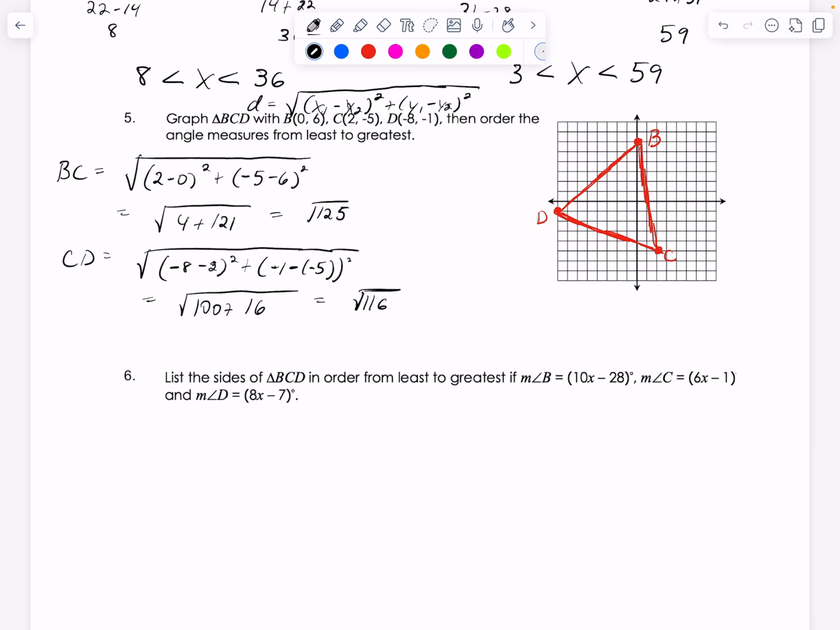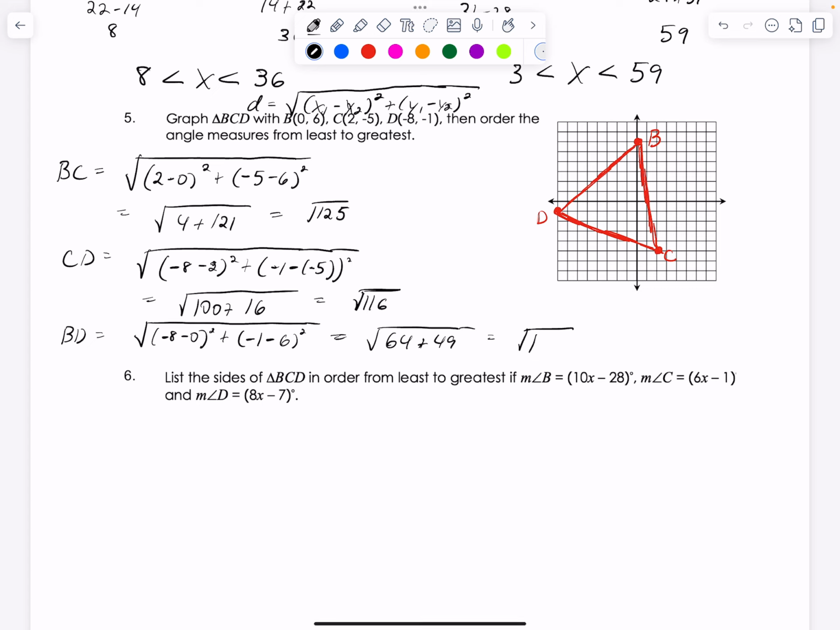Let's do the last one, which would be BD. So doing BD would be negative 8 minus 0 squared plus negative 1 minus 6 squared, which is negative 8 squared is 64, plus negative 1 minus 6, that's a negative 7 squared is 49. So that's going to be the square root of, let's see, it should be 113, I believe. Is that right? I think that's right. Yeah, 64 plus 50 is 114, so 1 less is 113.